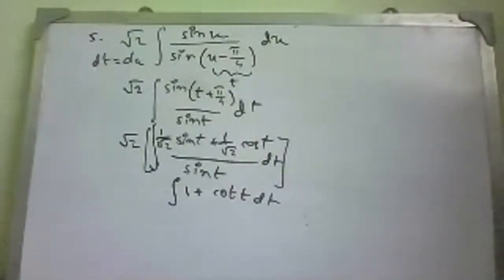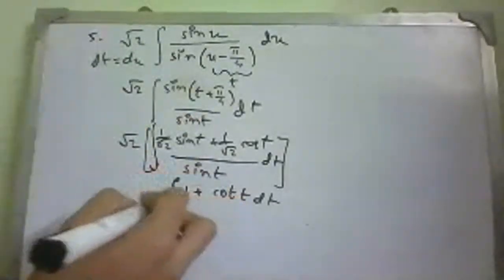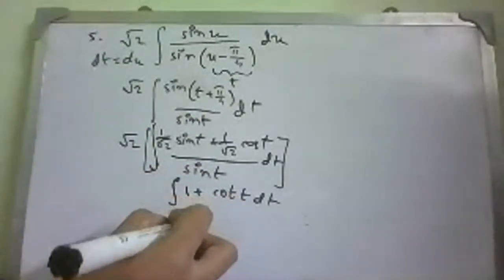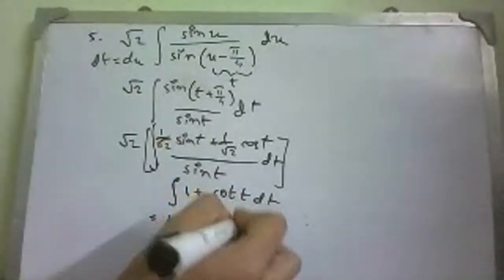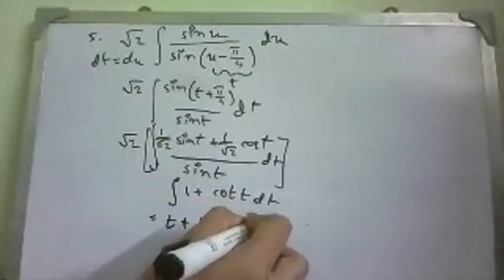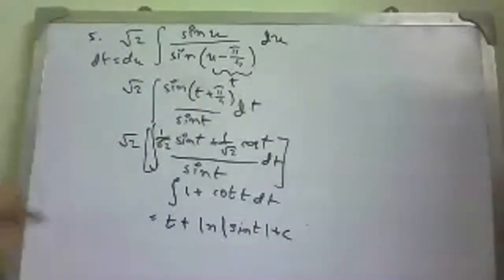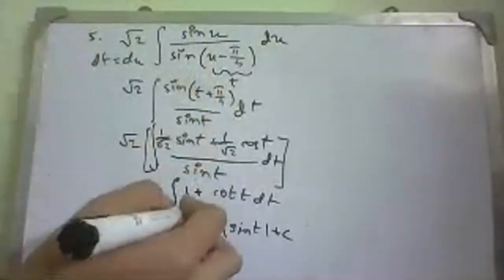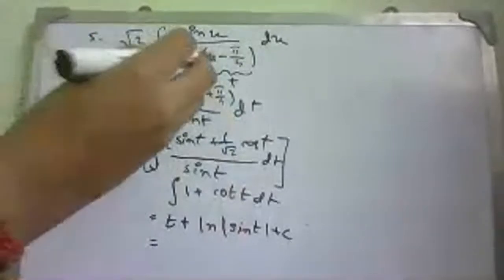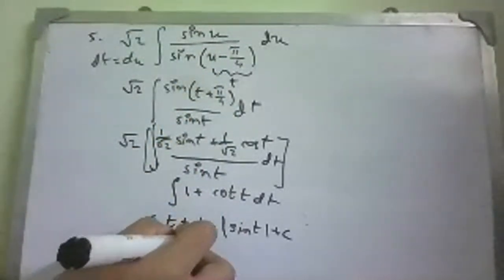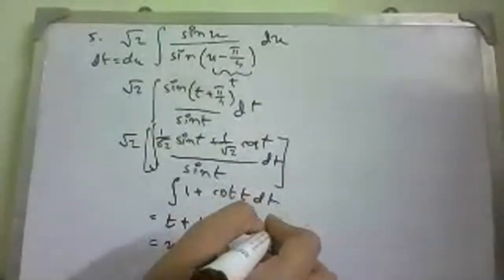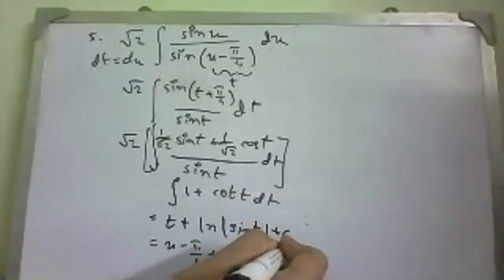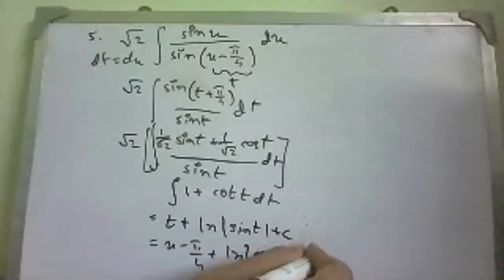Am I doing it right? Yes, I guess. So we have t plus the integration of cot t. What is the integration of cot t? It is nothing but natural log of sin t. So t is this particular thing, x minus pi over 4. So the answer is x minus pi over 4 plus the natural log of sin(x minus pi over 4) plus c.